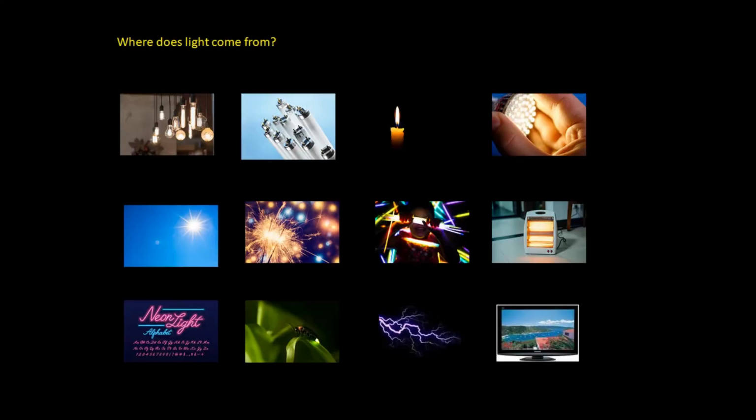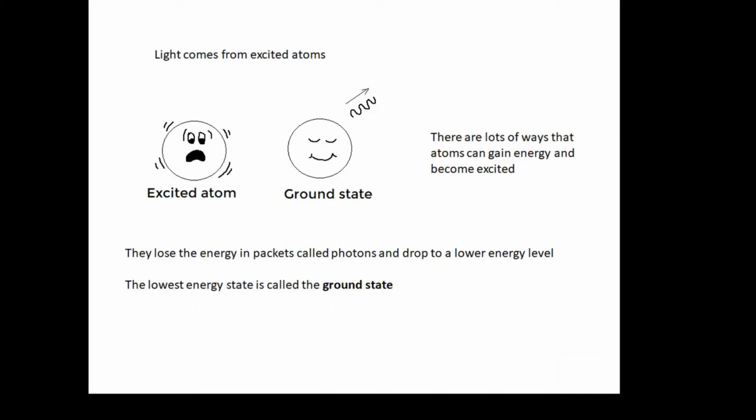Where does light come from? We know what light is now, it's these packets of energy called photons. Where does light come from? Here's lots and lots of different examples of things which emit light. Do they have anything in common? Well, light comes from excited atoms.